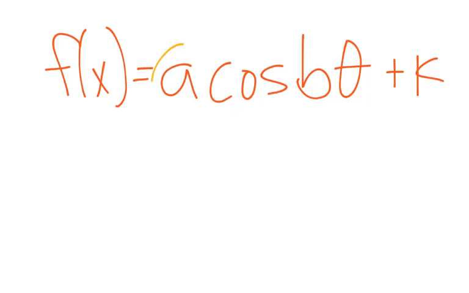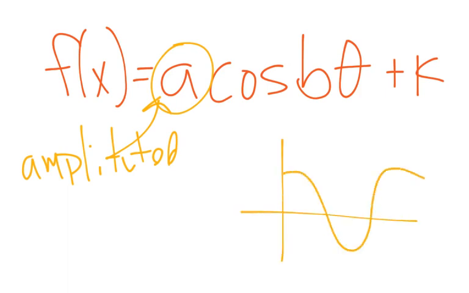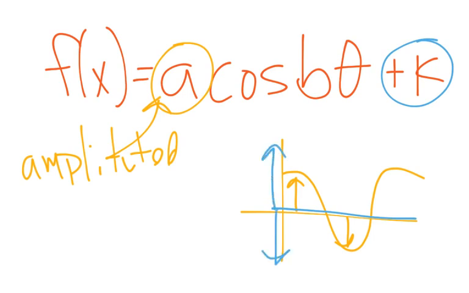So the first thing is the A right here. That's our amplitude. Remember, since this is a periodic function, it's going to look something like this. The amplitude tells us how high we go and how low we go. Okay. Then the K tells us how far up or down we shift the whole graph, and it's called our midline shift.